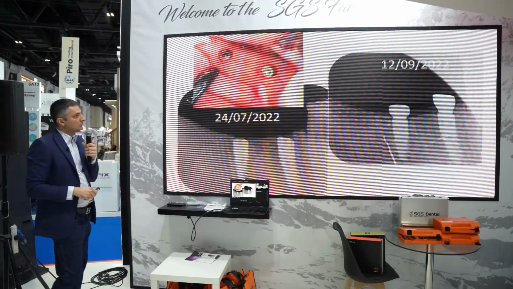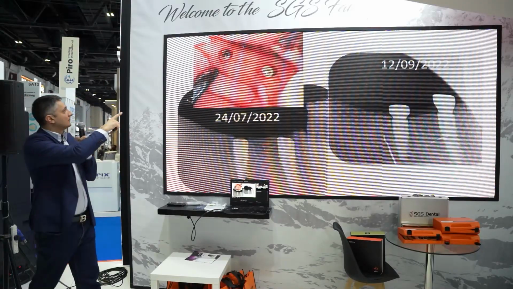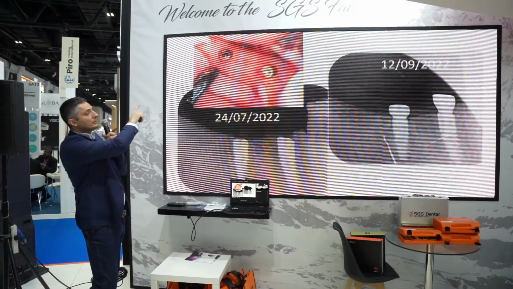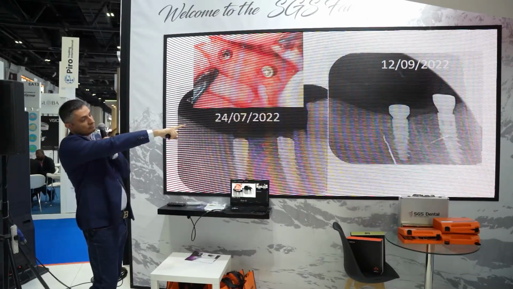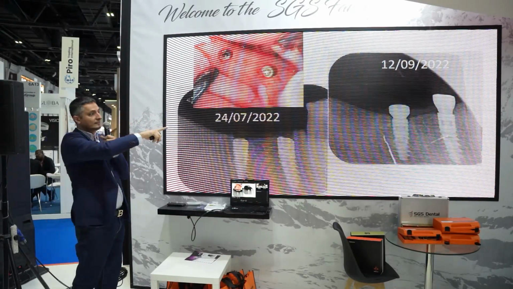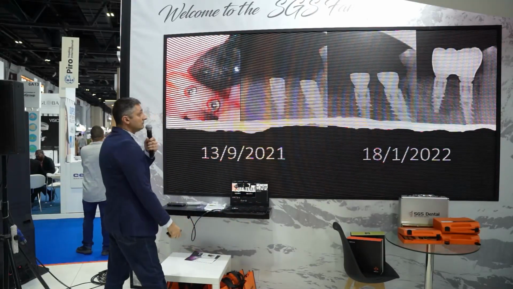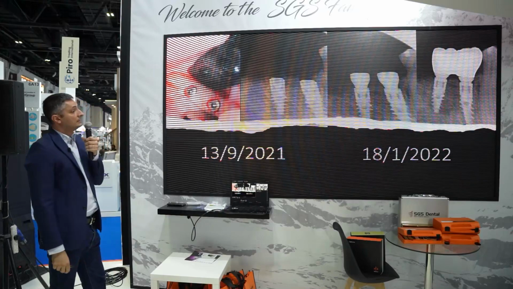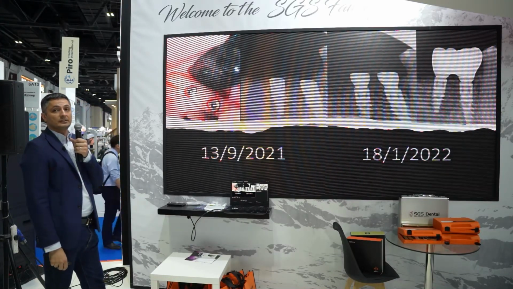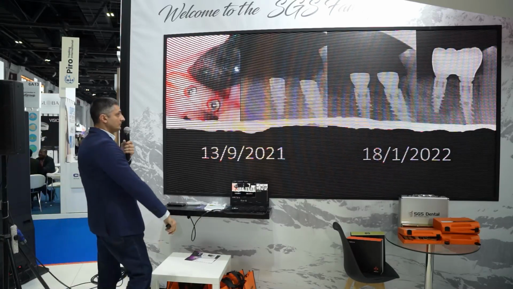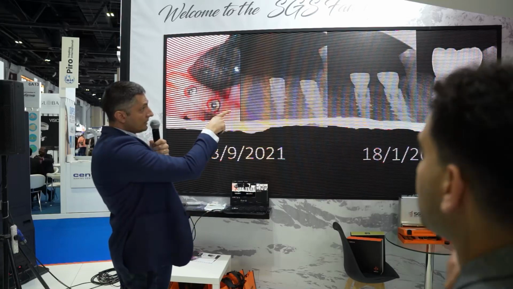Okay, so this is how I work. So we combined all the factors. Depth 1 millimeter below the crest. This is the day of surgery. This is the second stage. All is okay. This is a mandible case. Same. Mandible case, we loaded. Still good result. Here.